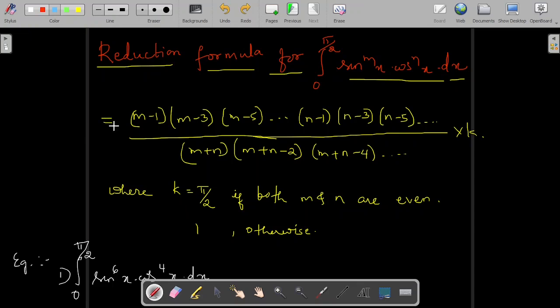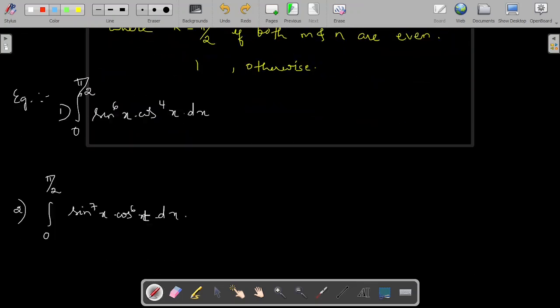And one more thing to remember is, in the numerator, from each power m and n you have to subtract 1, starting with subtraction of 1. In the denominator, add the powers m plus n first, then subtract multiples of 2. So this is the formula for this product with the standard limits 0 to pi by 2. Let us see one example.